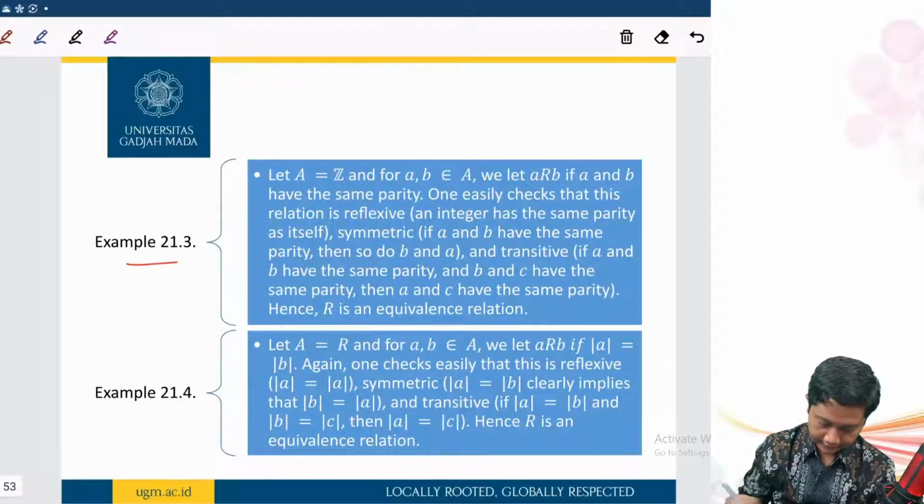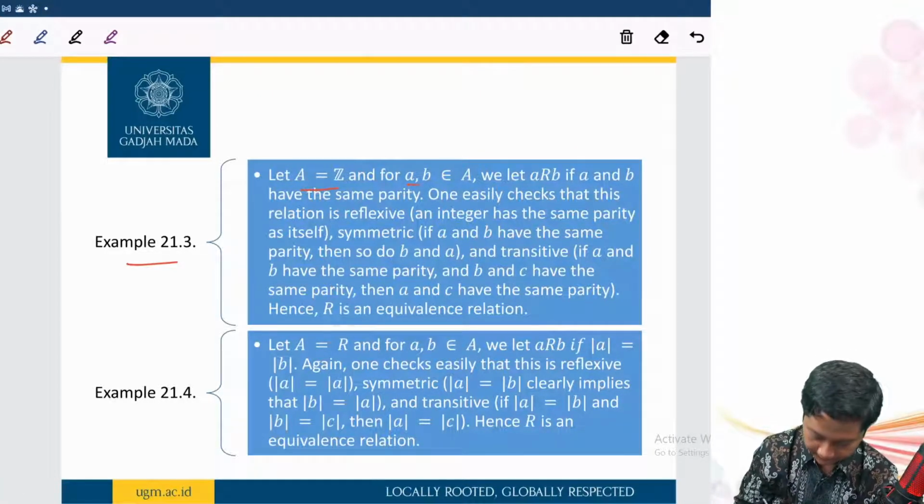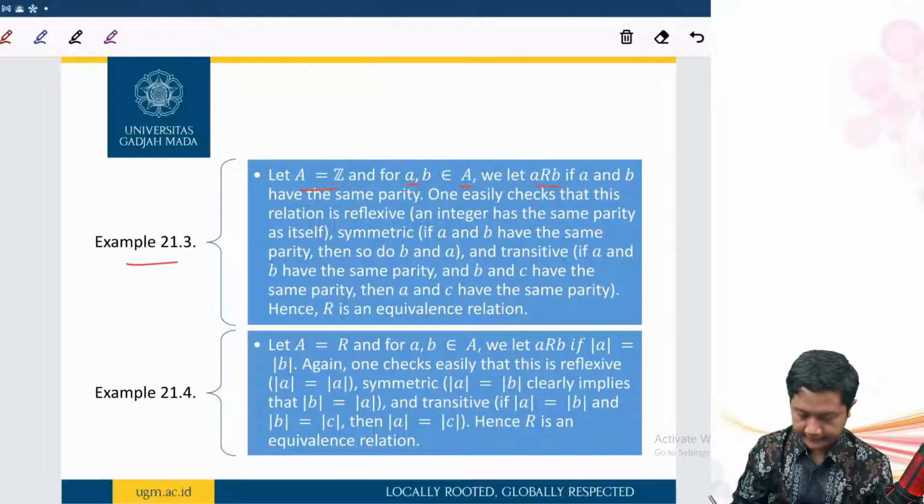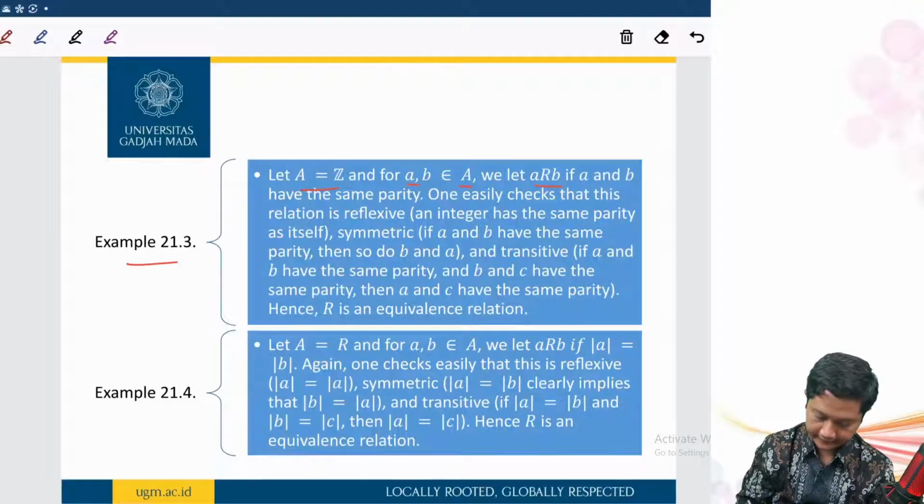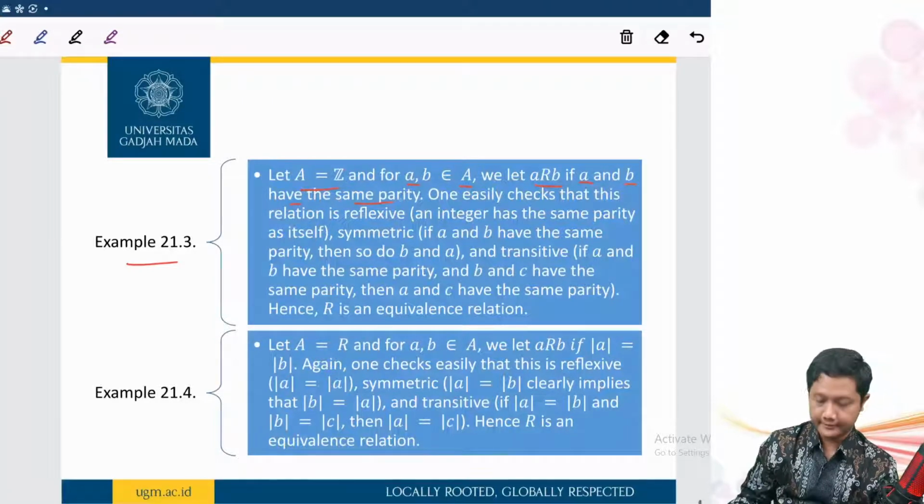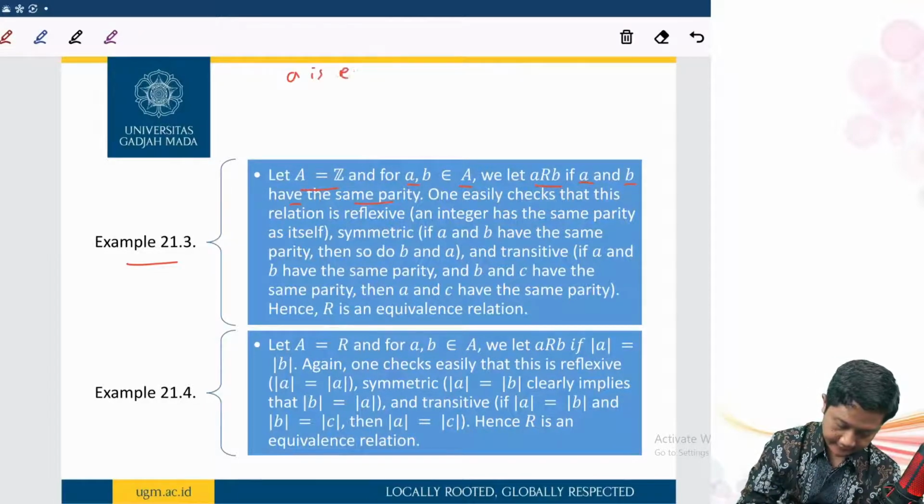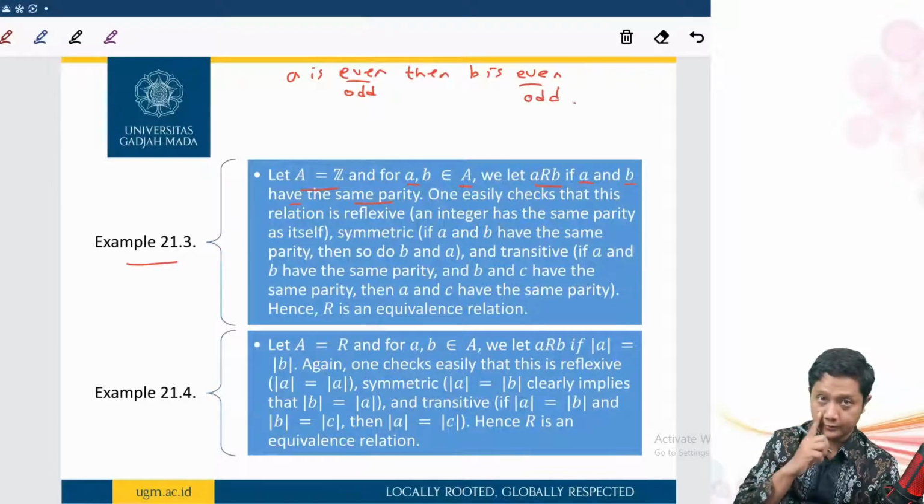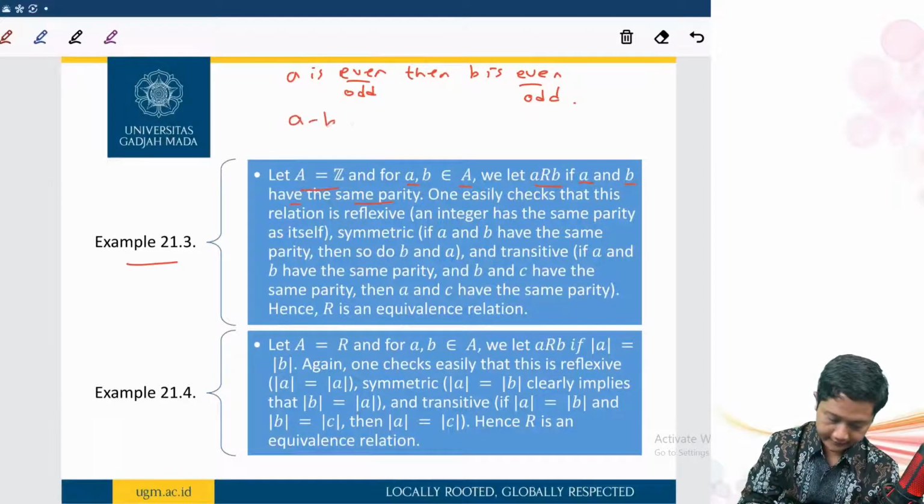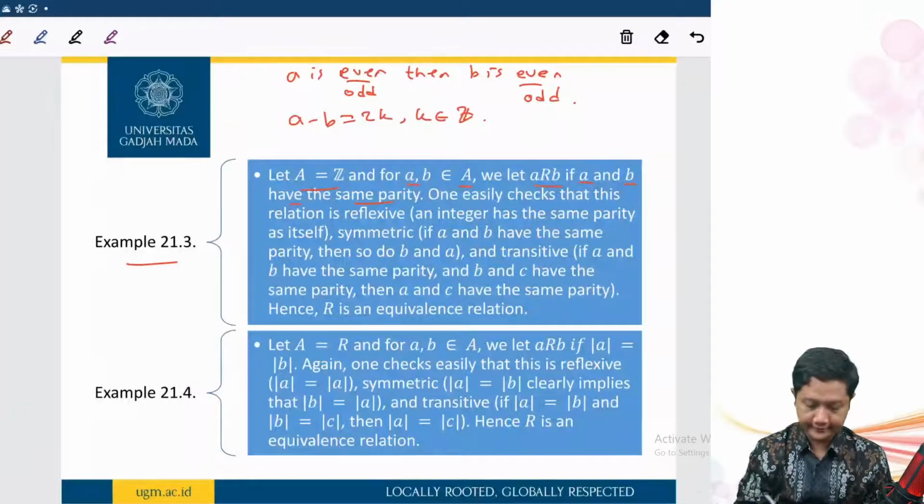And for the next example, A is the set of integers. We take two elements a and b in A, and a is related to b if a and b have the same parity. What is the meaning of the same parity? If a is even, then b is even. Also the same when a is odd, then b is odd. So we have a minus b is equal to 2 times k, with k in Z. Okay, that's the easiest way to see it here.